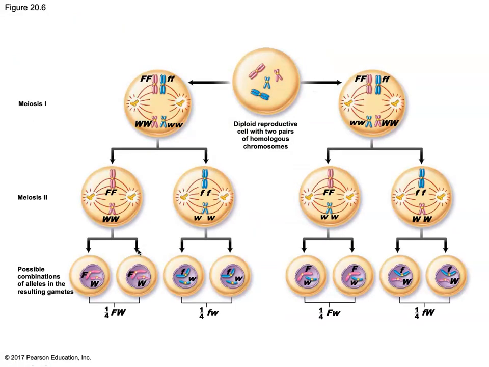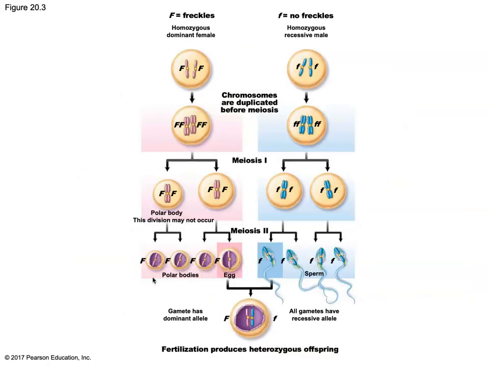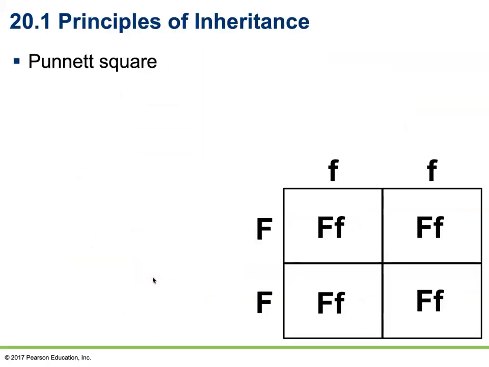All right, so this diagram here, figure 20.6, is going to kind of flesh out or fill out that idea. And I'm actually going to let you take a look at this diagram on your own and come to me if you have any questions about independent assortment. We're going to move on to Punnett squares.